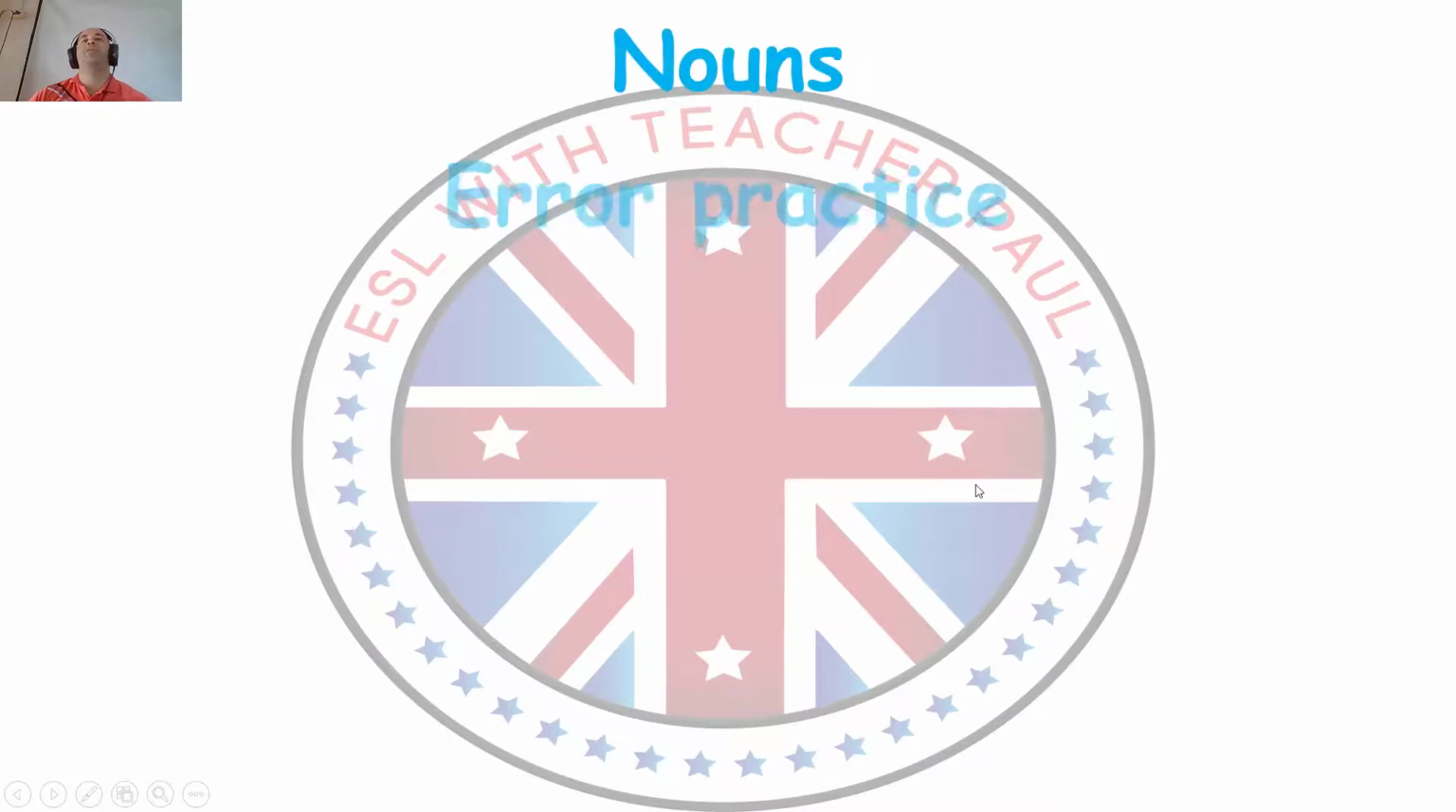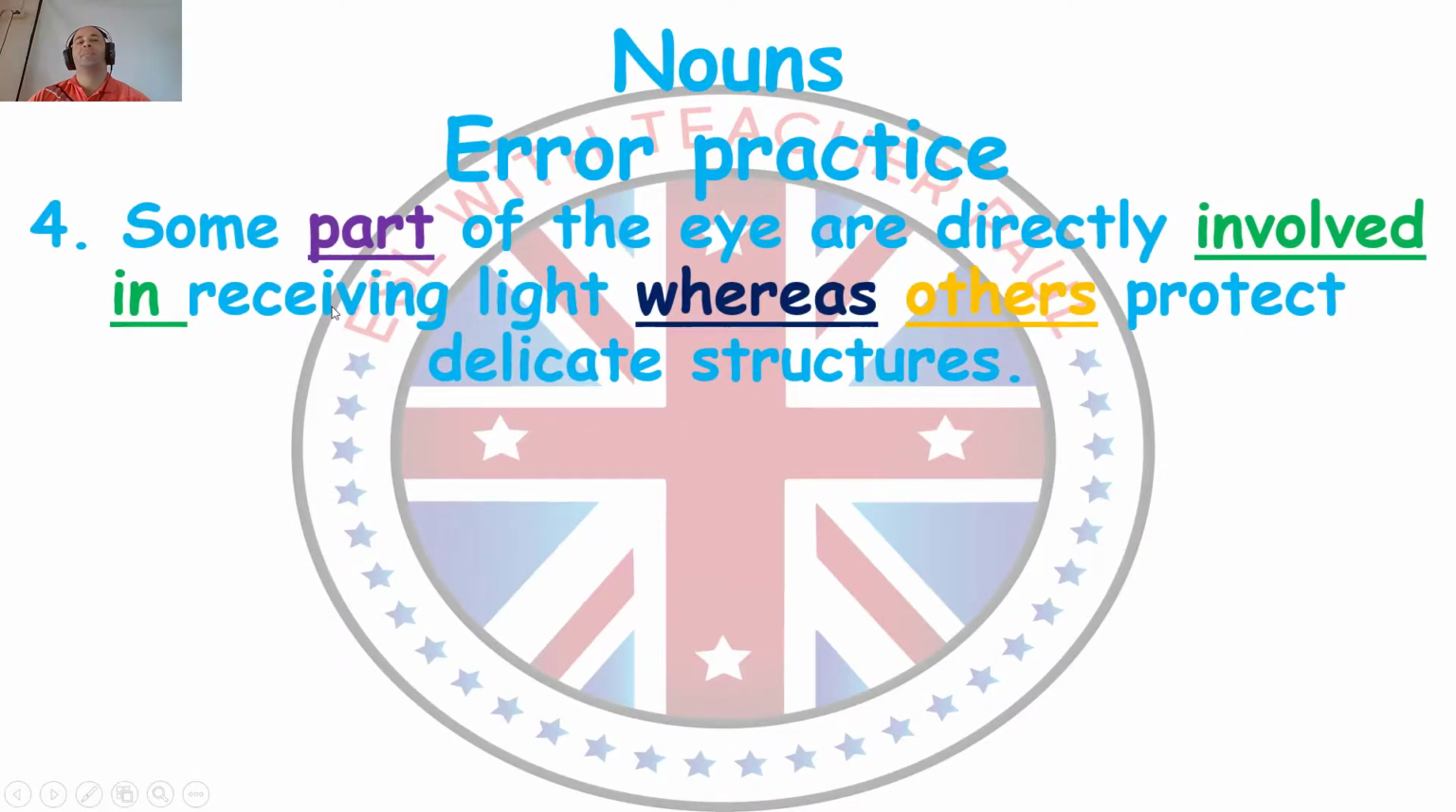And the last one, number 4. Some part of the eye are directly involved in receiving light, whereas others protect delicate structures. We have 4 options: part, involved in, whereas, others. Okay, so we focus on these 4 words. Start with the first one. Some part of the eye. Okay, again, we have our knowledge. Part of the eye. Part of something means there are more than one part. But part doesn't have an S, but it should have an S, okay? So we can tell that that's the error.